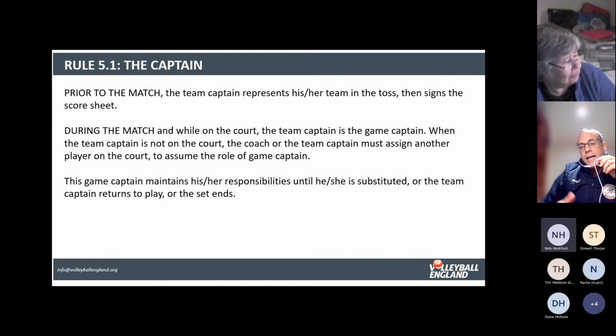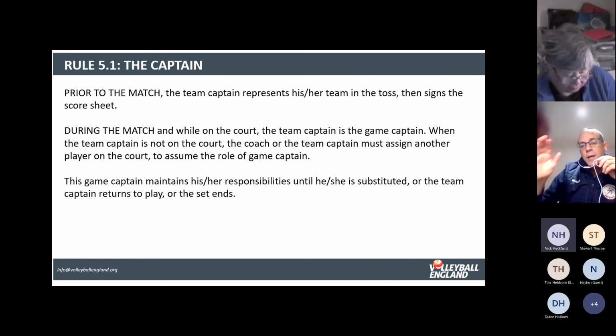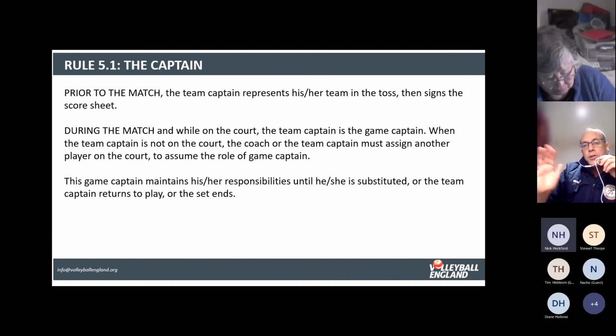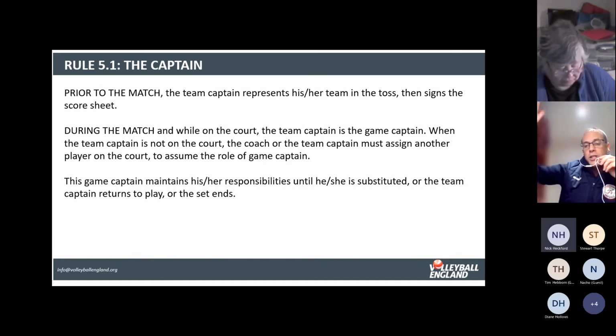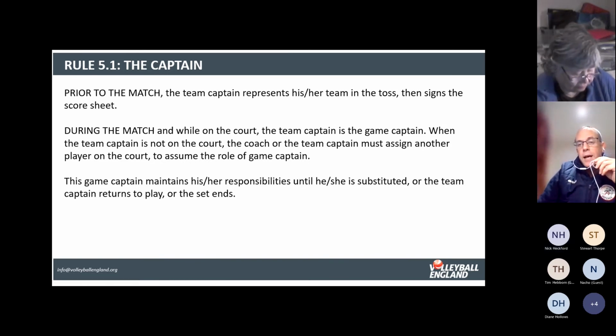As the game captain changes, each time, if it's the first time they've assumed the responsibility, you need to make sure they know they are the game captain by acknowledging, by putting their hand up: I acknowledge I'm game captain. Got a question?